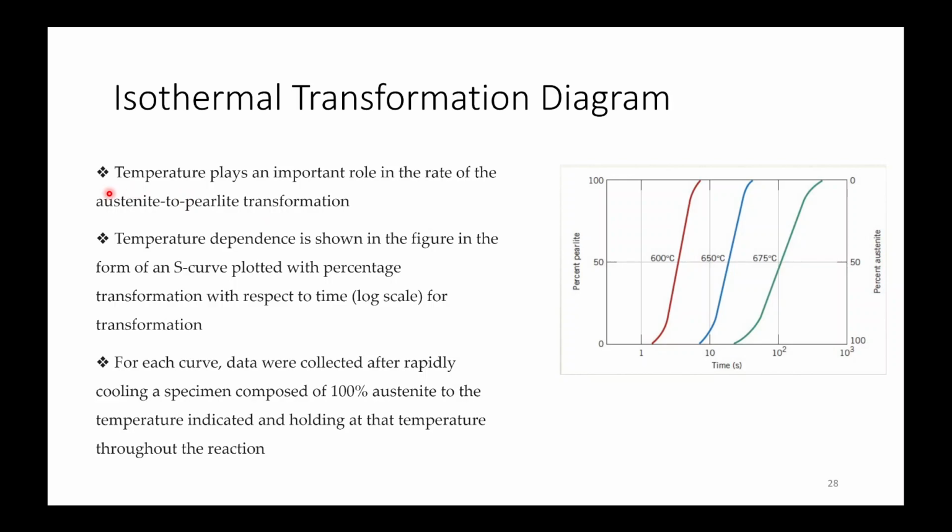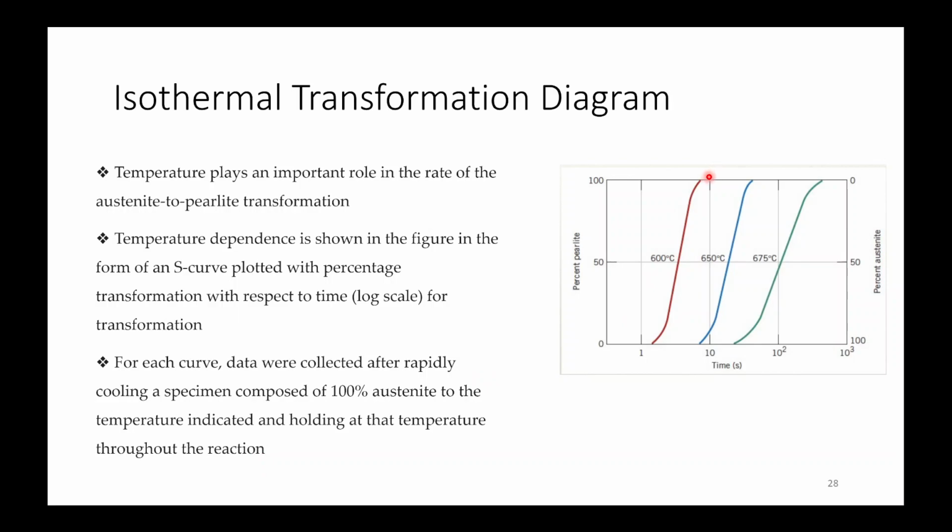Now the temperature plays an important role in the rate of austenite to pearlite transformation. Your temperature dependence is shown in the figure in the form of an S curve plotted with percentage transformation with respect to time. Time is taken in log scale, and for each curve your data were collected after rapidly cooling a specimen composed of 100% austenite to the temperature indicated and holding at that temperature throughout the reaction.